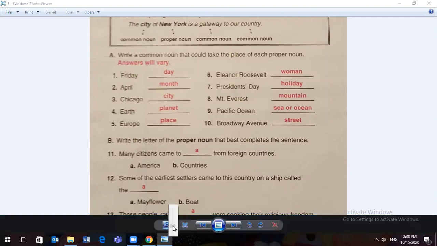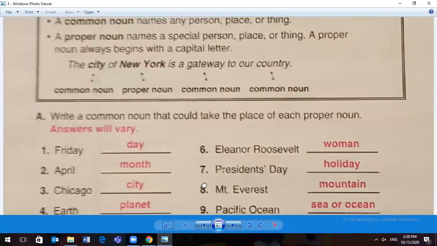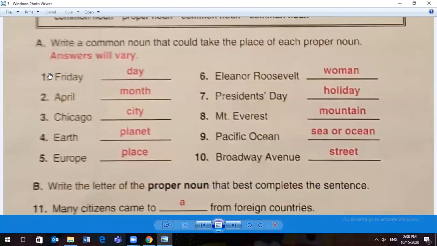All right, let's take a look at page 22 together. At the top of the page, we have proper nouns that are written from 1 to 10. We're going to give the common noun that could take the place of the proper noun. So Friday, we know, is a day. So the common noun day could take the place of Friday. April, we know, is a month. Month is a common noun for April.